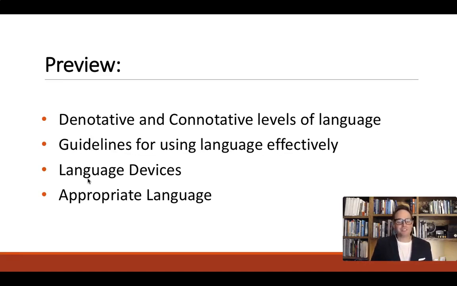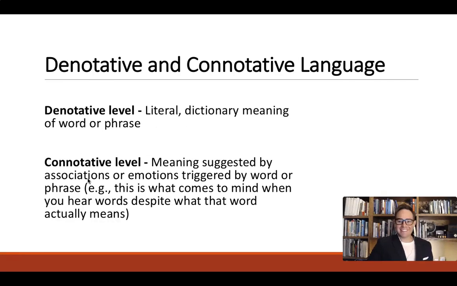And so in order to do that, we first have to understand that language has a denotative and connotative level. And so we'll discuss that in this brief lecture. We'll also talk about the guidelines for using language effectively. And in order to do that, we'll cover some linguistic devices that we can use in our speeches to really take our speeches to the next level. And then lastly, we will touch on how to use appropriate language in our speeches. So let's go ahead and get started.